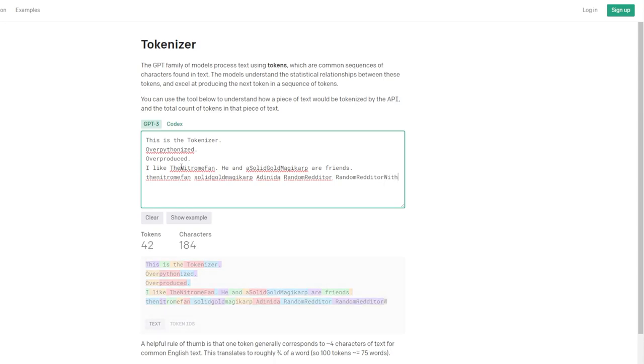but sometimes multiple tokens? We can play around with this tokenizer, seeing that each of the words that break ChatGPT are a unique token in this tokenizer. Take, for instance, random redditor with no, which we used earlier in the video to break ChatGPT.